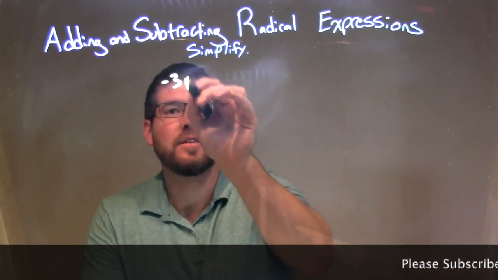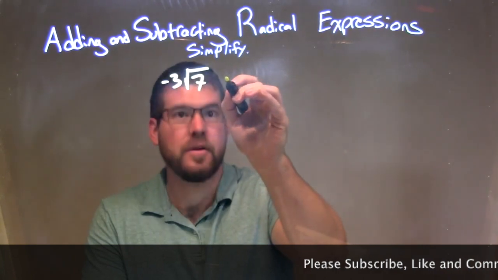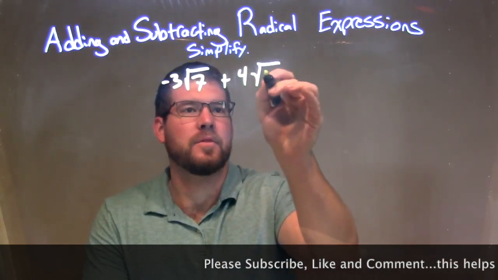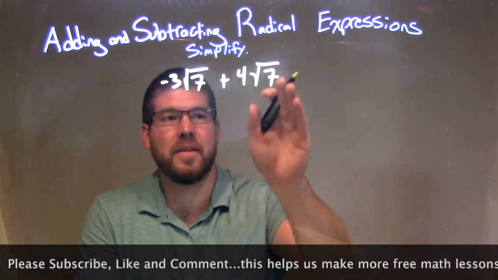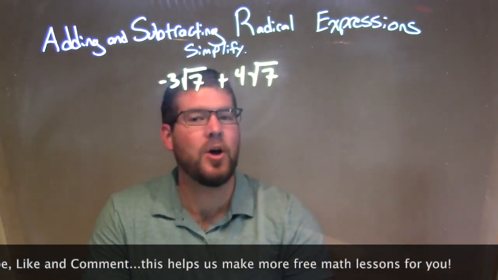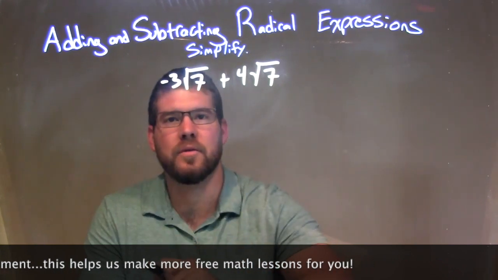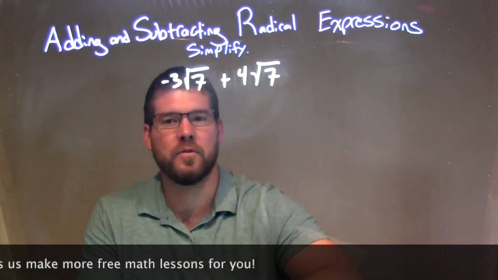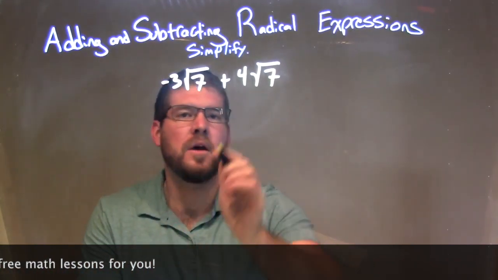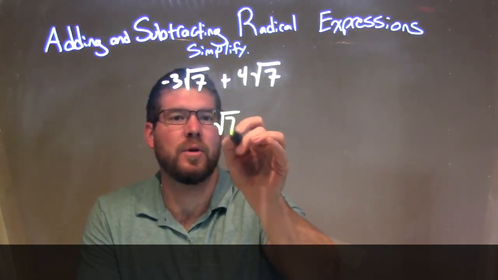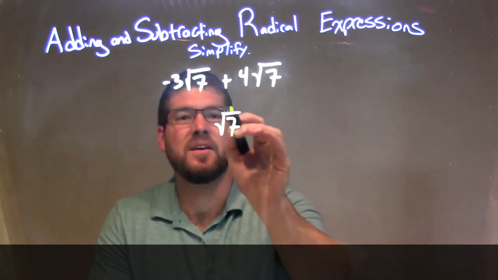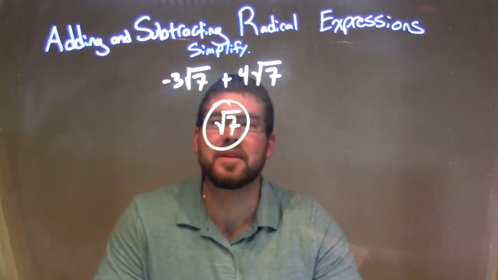Negative 3 times the square root of 7 plus 4 times the square root of 7. All right. Since both of them have a number multiplied by the same square root of 7, we can just add the numbers in front of the square root of 7. Negative 3 plus a 4 is a positive 1. So a positive 1, square root of 7 stays coming down, and so it's just a square root of 7. And that's it. Pretty simple there, right?